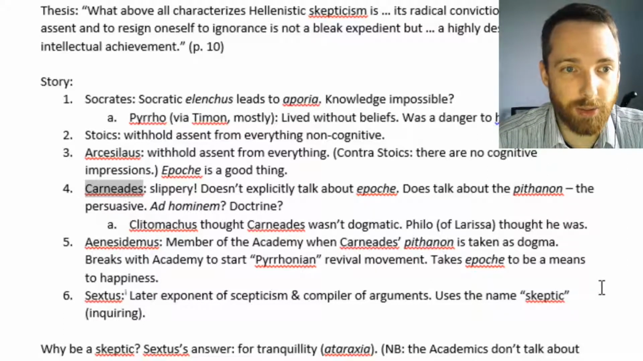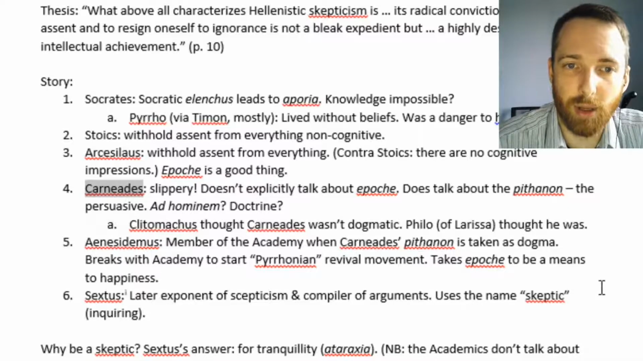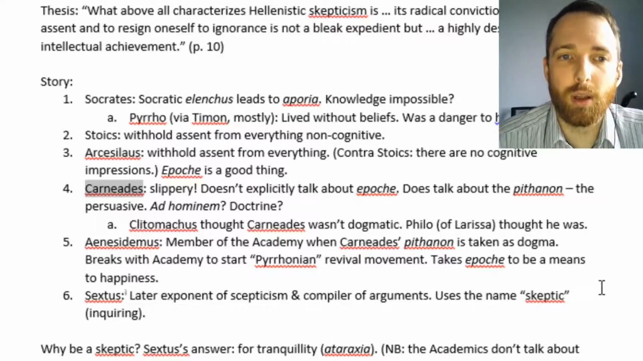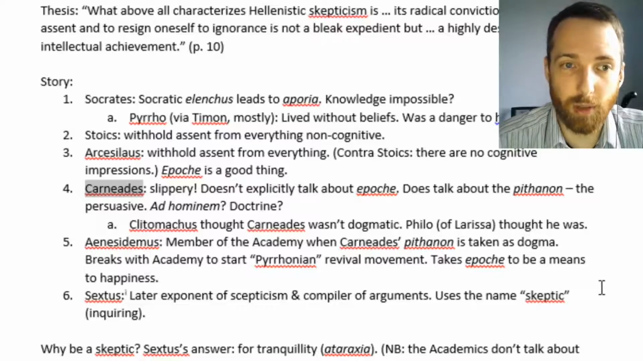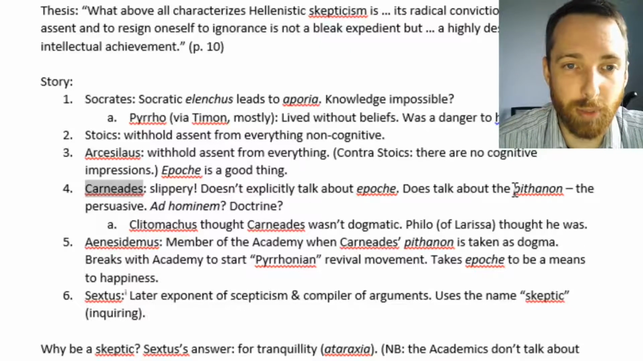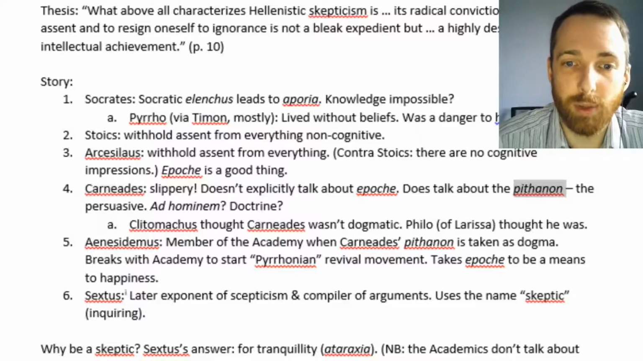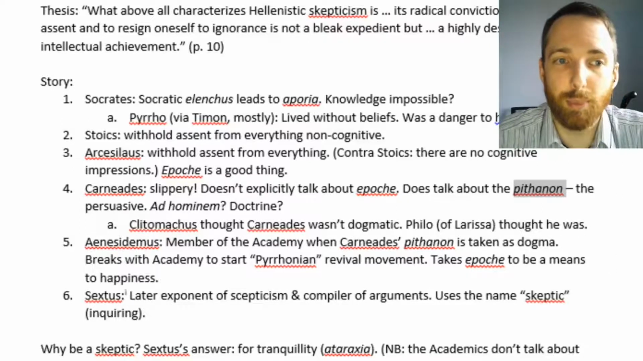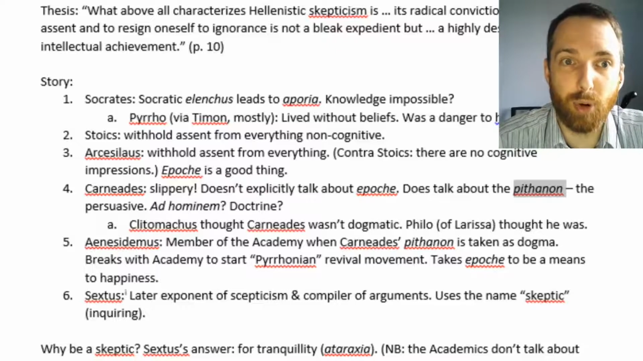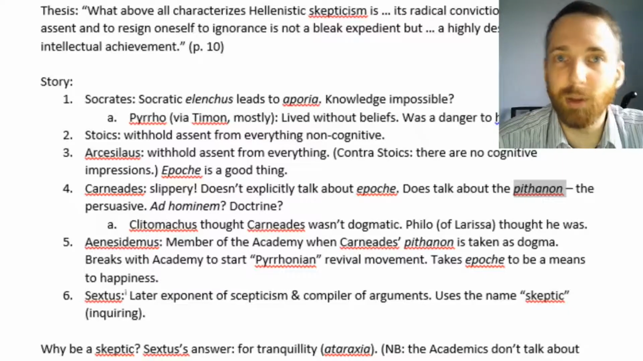He didn't write anything, but he talks. He doesn't talk explicitly about epoche all that much. He does talk about to pithenon, which means something like the persuasive impressions. Just to note another place where Cicero has given us some translations. Cicero translates the pithenon as probabile. So we wind up with people nowadays writing about Carneades talking about probable impressions.